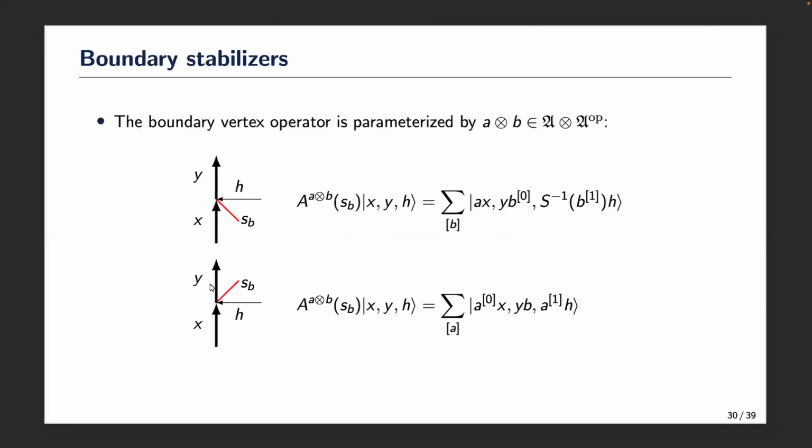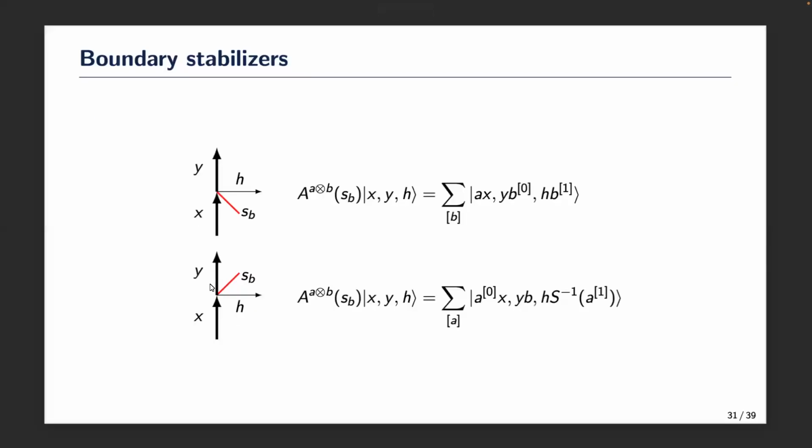But more complicated is the boundary vertex operator. At this time, the parameters are given by the algebra A tensor A. So given such an element, we can define the vertex operator A tensor B, and the definition depends on both the location of the site and also on the direction of this external edge. So there are 4 cases here, and we can write down very explicitly the definition, but it is not so important for this talk. So let's move on to the next slide.